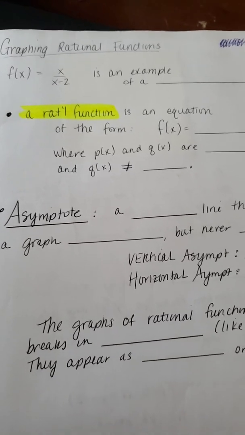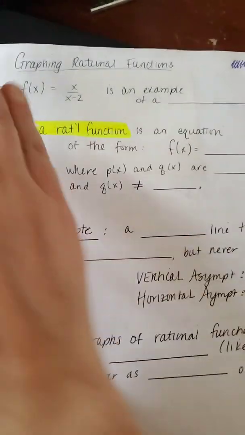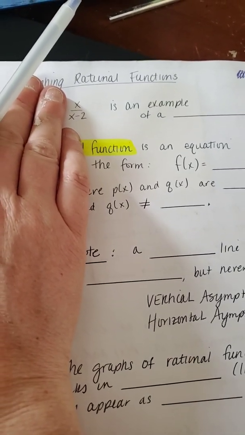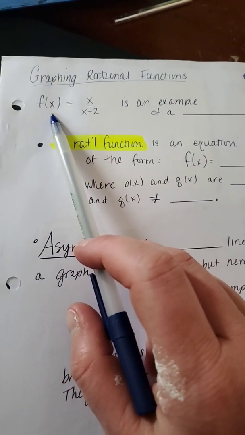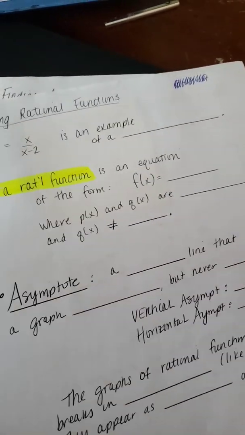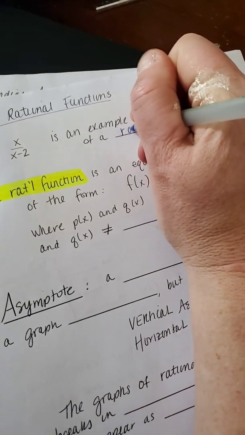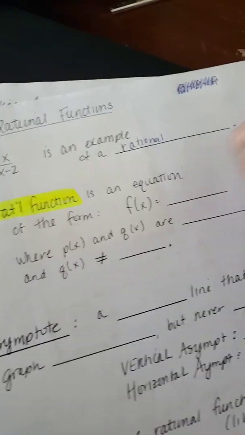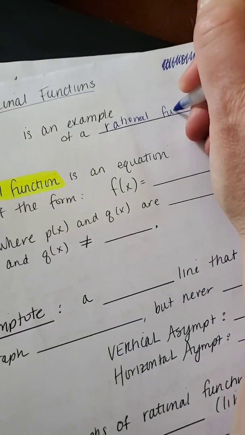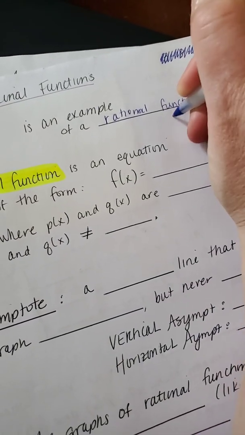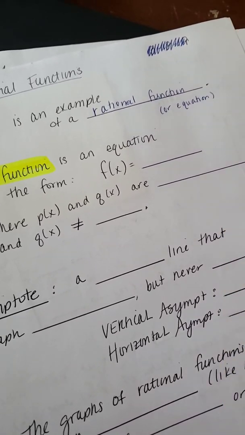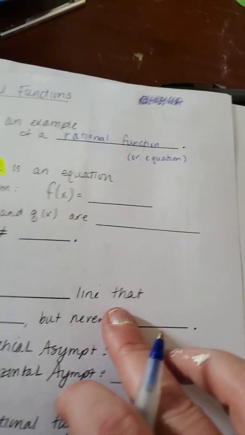A rational expression is just that, the x over the x minus 2. It turns into a rational function when you have the equal sign, otherwise known as a rational equation. I haven't written in so long, my hands feel funny. I've been calling it rational equation, but function is the same thing, as you know.